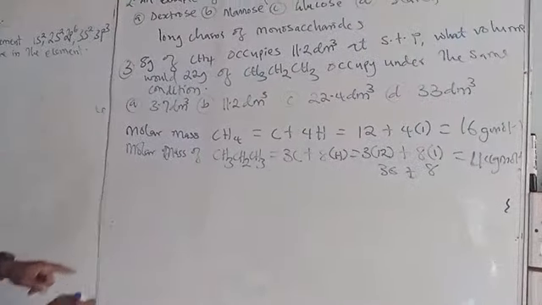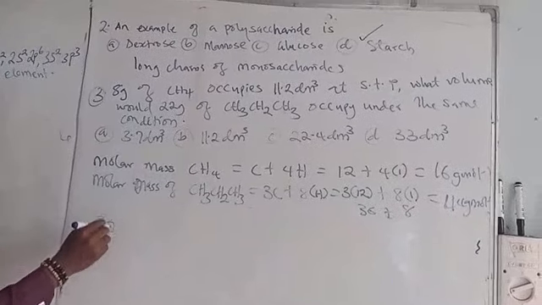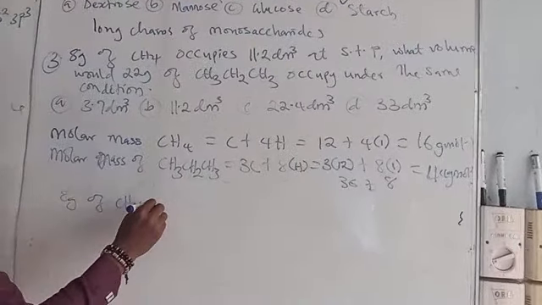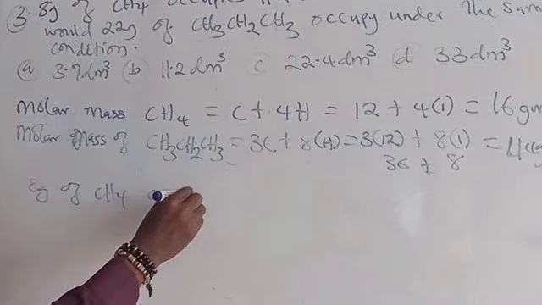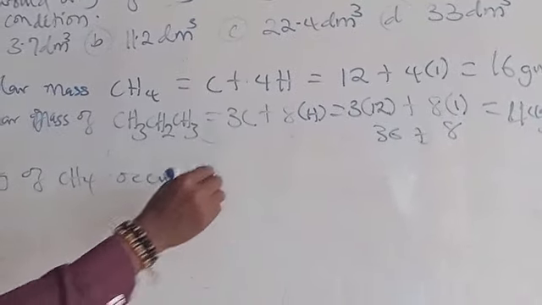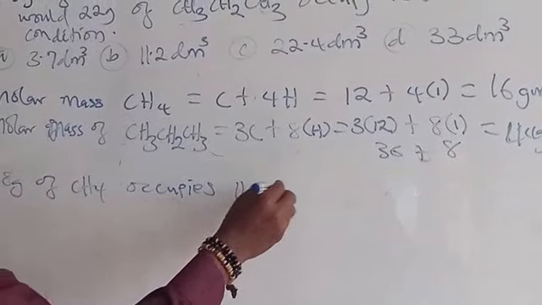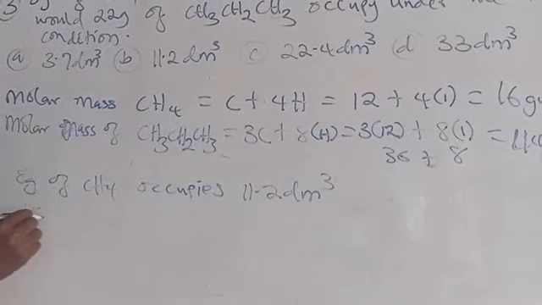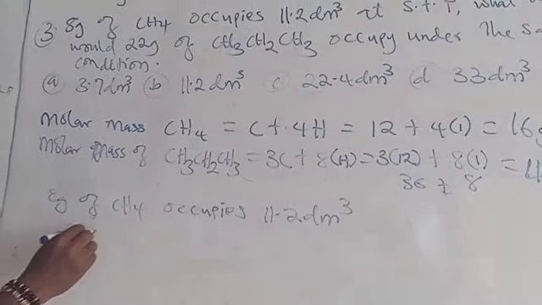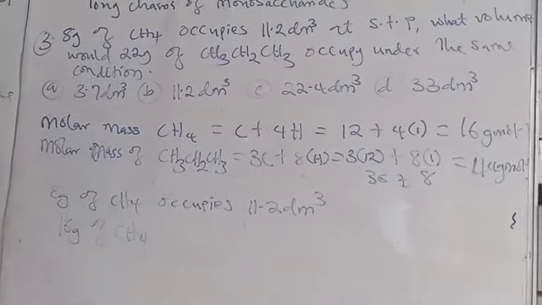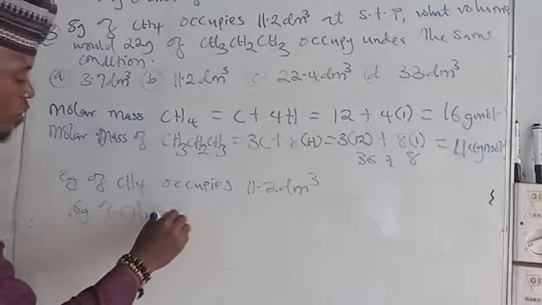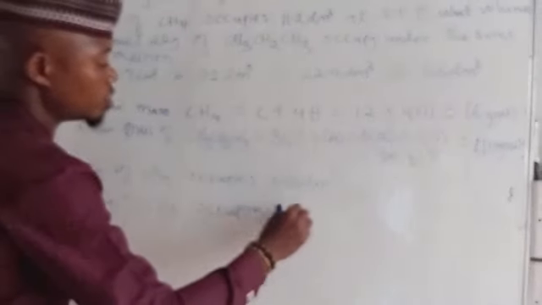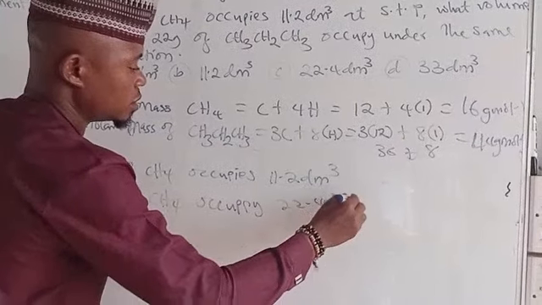Now this implies that if 8 grams of CH4 occupies 11.2 dm³, then 16 grams of CH4, which is equivalent to 1 mole of CH4, will occupy 22.4 dm³.